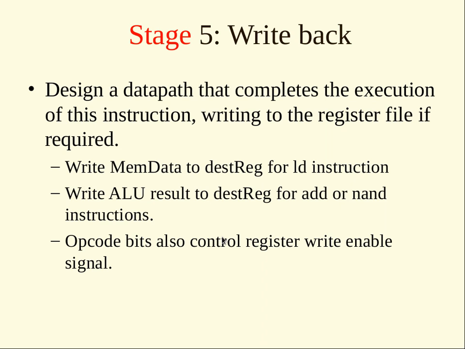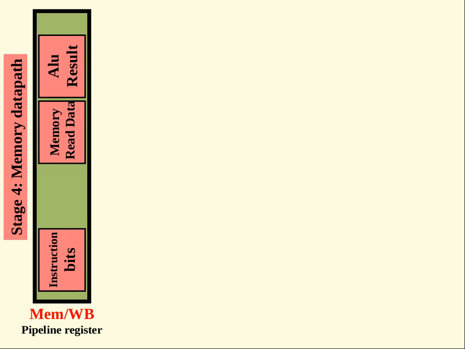All right. Write back. This is where you finally write the contents back. If it's a load, you write the memory data to the destination register. You write the ALU result to the destination register for add or NAND, and the op bits are used to control the register write signal. So we have the mem write back pipeline register. Do we have an ending pipeline register? No, because this is the end of the pipeline.